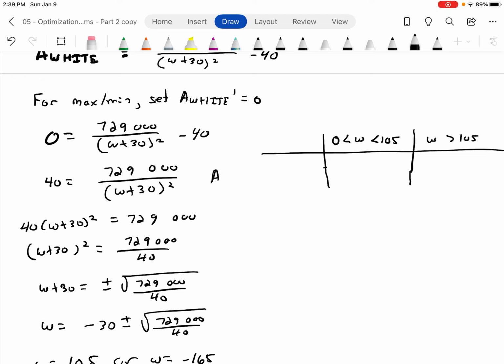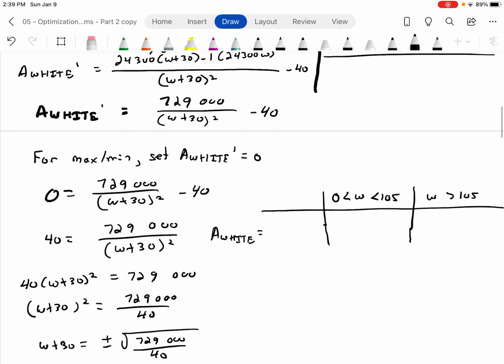And then my area of the white prime is, where's my derivative? Well, there it is, but I'm going to look back up on the previous page. It is 72900 minus 40 over (W + 30)². Oop, no, I just wrote that over top of the fraction. It's not actually over top of the fraction, is it? So let me just get my small eraser out and clean that up a little bit. Oh, that works good. And then back to my pen. So this is 72900 over (W + 30)² minus 40.